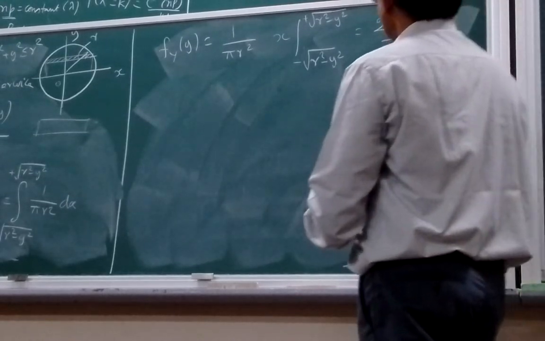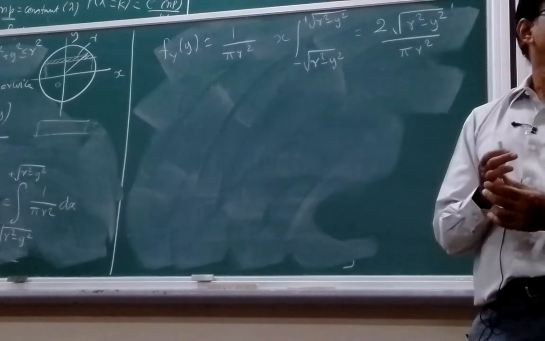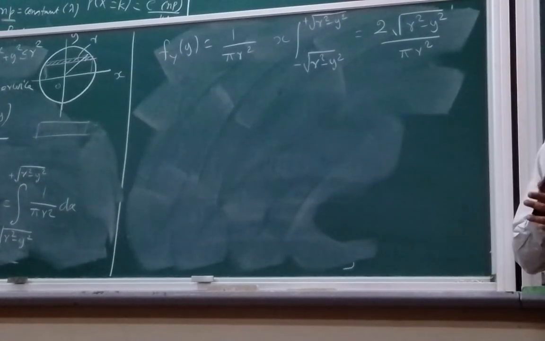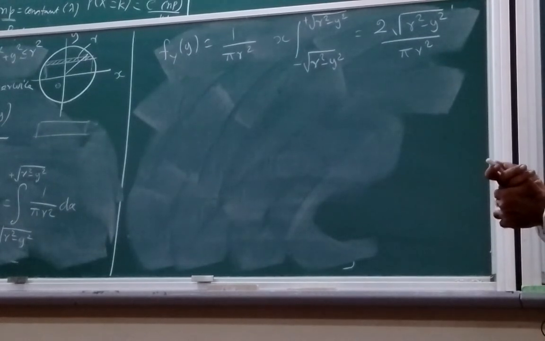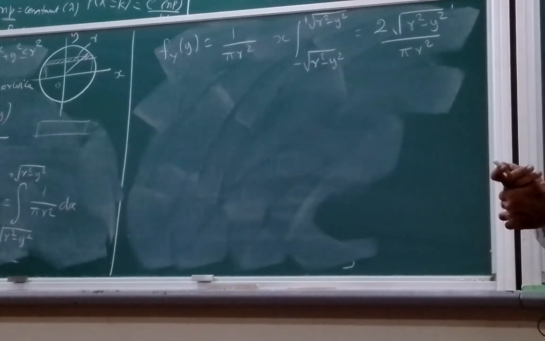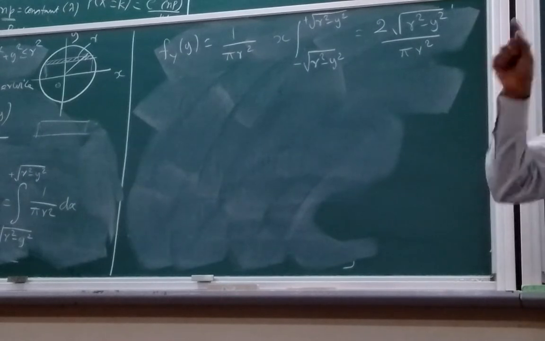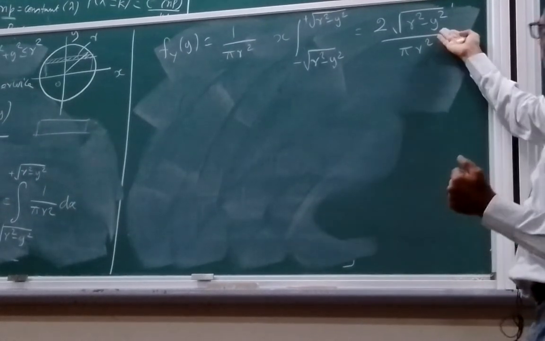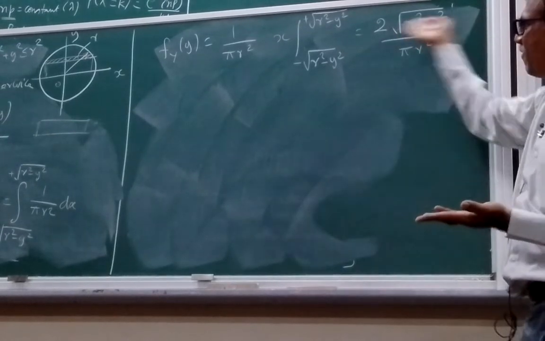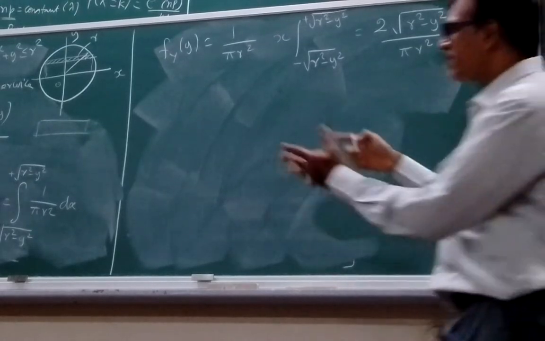So, what can you tell about this? Is this uniform? f_Y of y, is this uniformly distributed? Because y is there. It's a function of y. If it were uniform, it has to be a constant. So it is not like that.